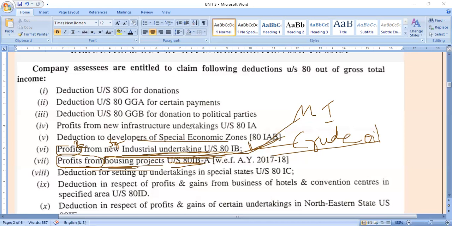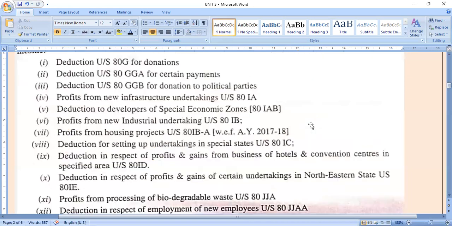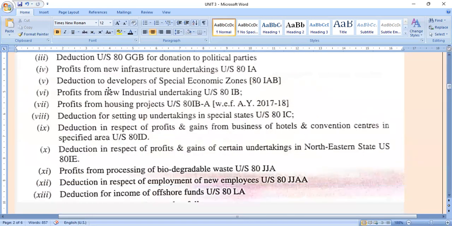So next one is deduction. The next case is deductions to developers of special economic zones. Sorry, that is over, no? So deductions for setting up of undertakings in special states under section 80 IC. So there are certain backward states in our country, you know it. What are the backward states?